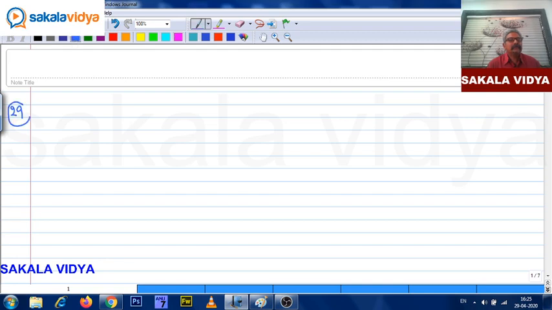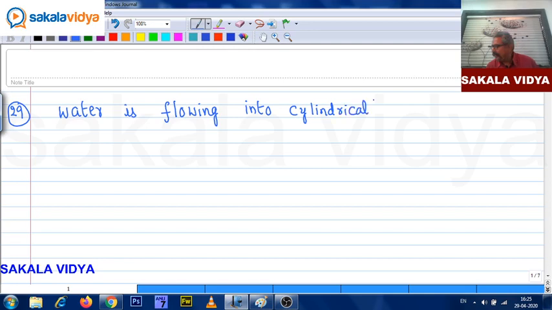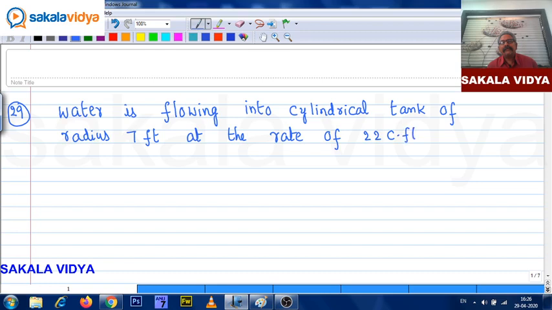29th question. Water is flowing into a cylindrical tank of radius 7 feet at the rate of 22 cubic feet per second.